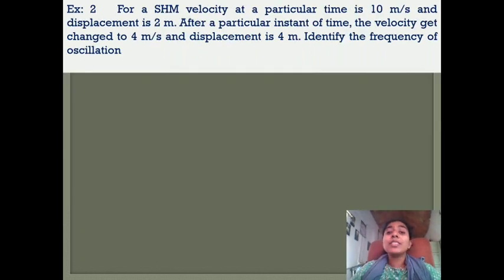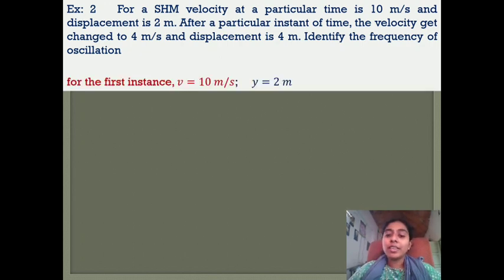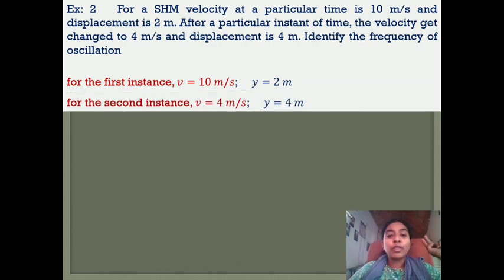Now, second problem. For a simple harmonic motion, the velocity at a particular time is 10 meter per second and the displacement is 2 meter. After a particular instant of time, the velocity changes to 4 meter per second and the displacement is 4 meter. Identify the frequency of oscillation. So, what are the given things? Two instances are given. At the first instant, velocity is 10 meter per second and displacement is 2 meter. For the second instant, velocity is 4 meter per second and displacement is 4 meter.